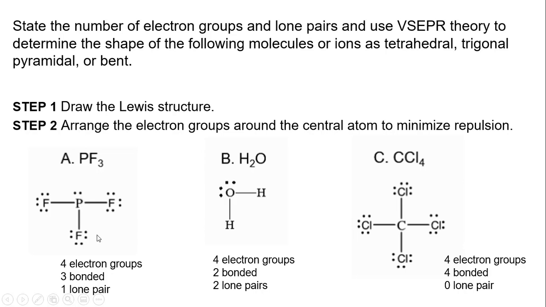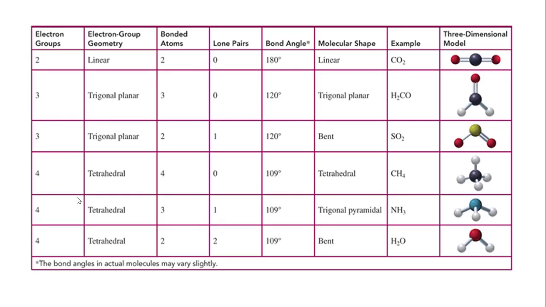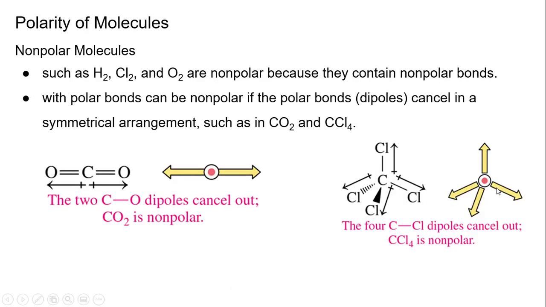We have 4 electron groups, 1, 2, 3, 4. We have 3 bonded and 1 lone pair. So we're going to take a look at the chart. I think I put the chart here. And so we have 4 electron groups, 3 bonded, 1 lone pair, and this gives us a shape of trigonal pyramidal. And what you don't see is there's a lone pair here. So let's see if that's how it looks.